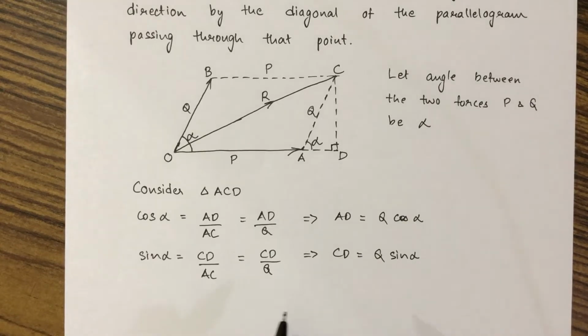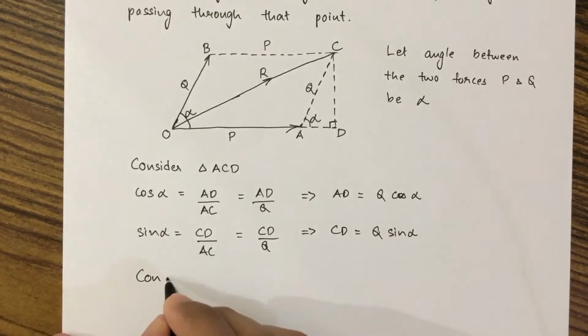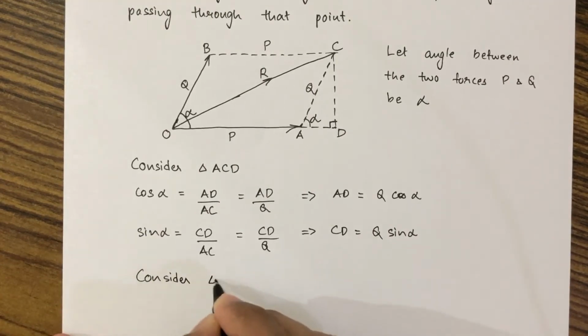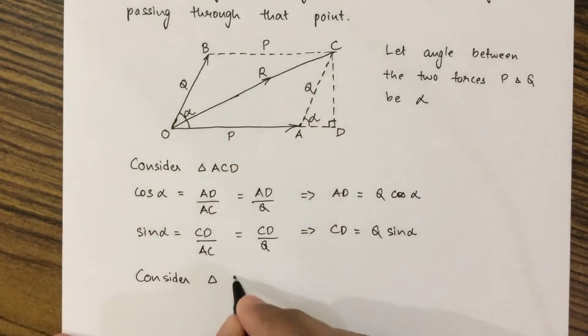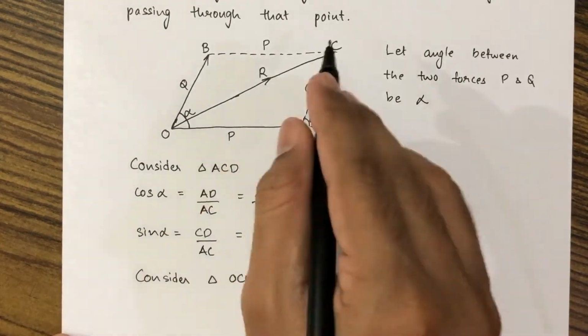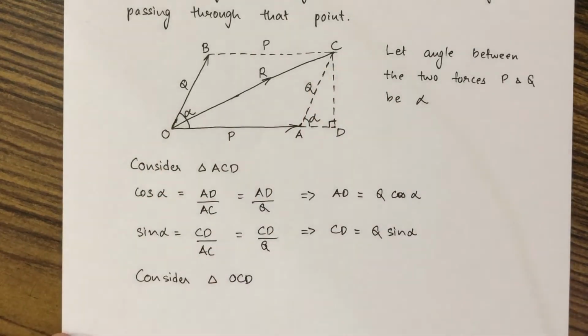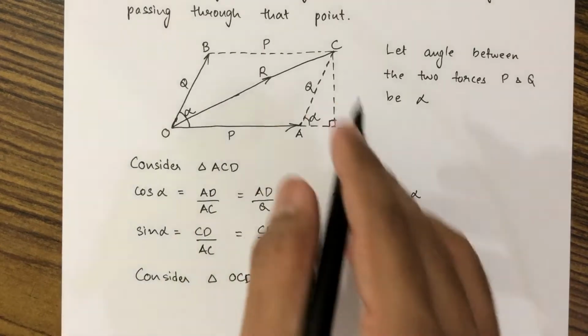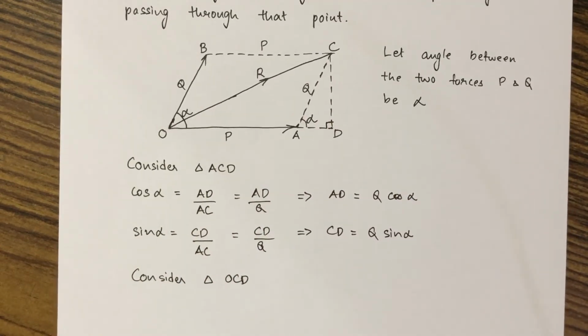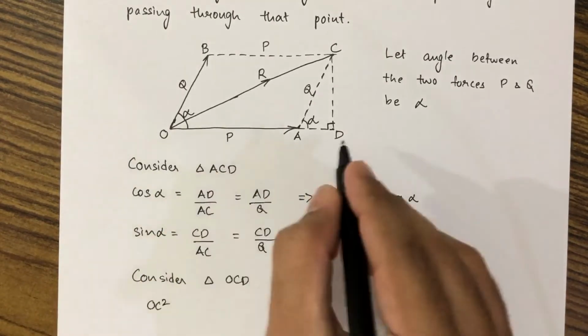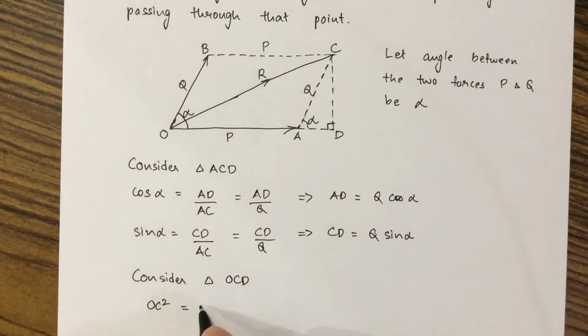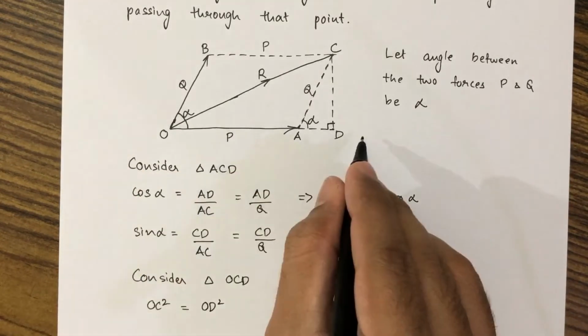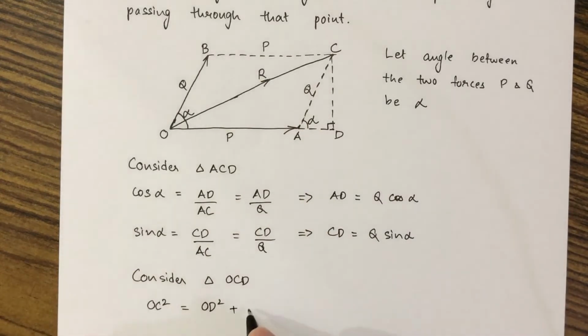Now if we consider triangle OCD, again OCD is a right angle triangle. So in a right angle triangle, we can apply Pythagoras theorem. What will be the Pythagoras theorem? It will be OC square is equal to OD square plus CD square.